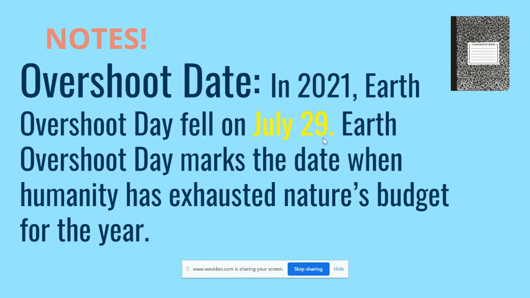So remember, overshoot days that are earlier in the year are bad. It means you're running out of your resources that fast. Overshoot dates later in the year are good. It means that you're able to conserve and not use as many resources as fast.